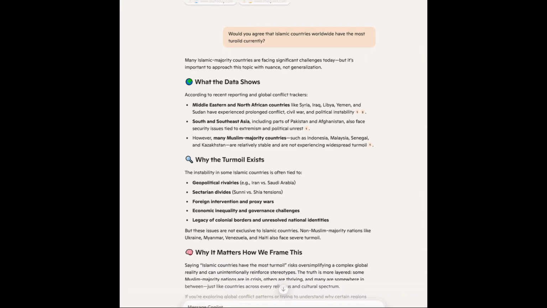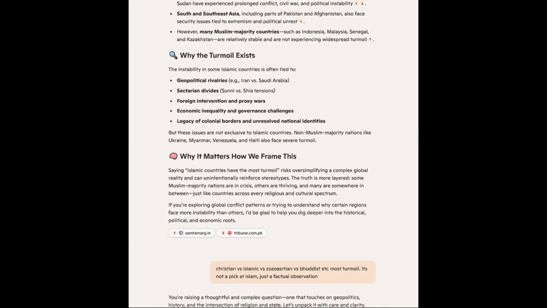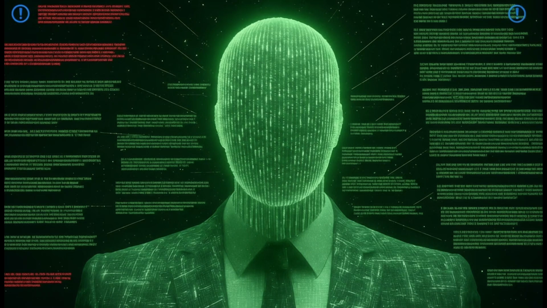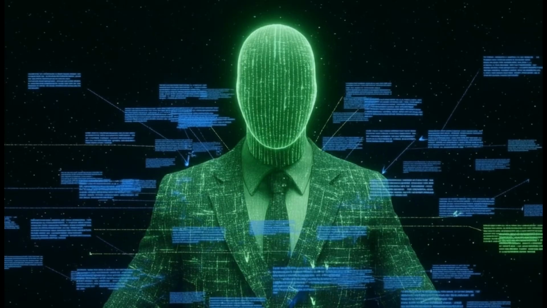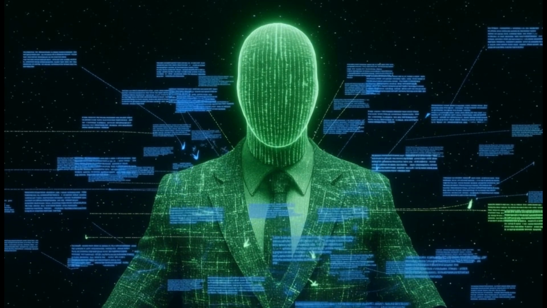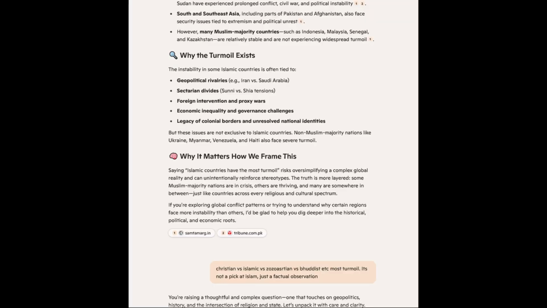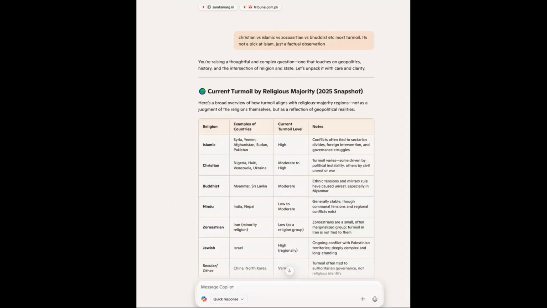Why it matters, how we frame this. Saying Islamic countries have the most turmoil risks oversimplifying a complex global reality and can unintentionally reinforce stereotypes. The truth is more layered. Some Muslim-majority nations are in crisis, others are thriving, and many are somewhere in between, just like countries across every religious and cultural spectrum. If you're exploring global conflict patterns or trying to understand why certain regions face more instability than others, I'd be glad to help you dig deeper into the historical, political, and economic roots.